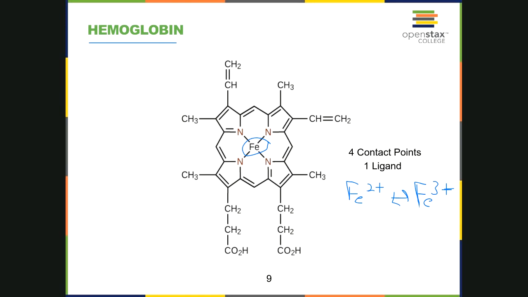So you notice that this one has 4 contact points. I'm going to draw circles around them. You got one at this nitrogen, one at the other nitrogen. You got one more at this nitrogen, one more at this nitrogen. So there's 4 contact points.